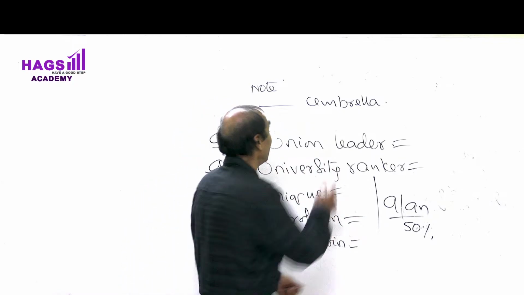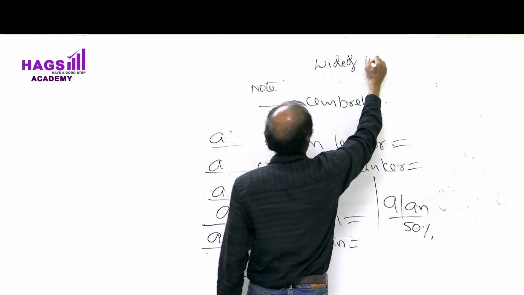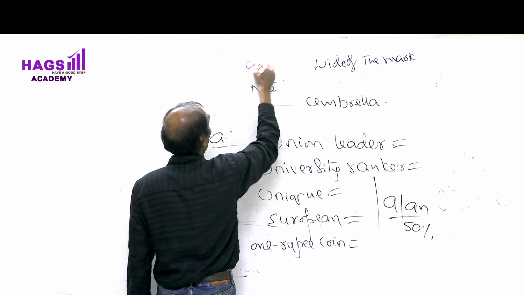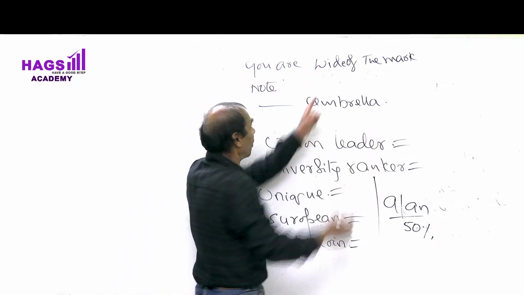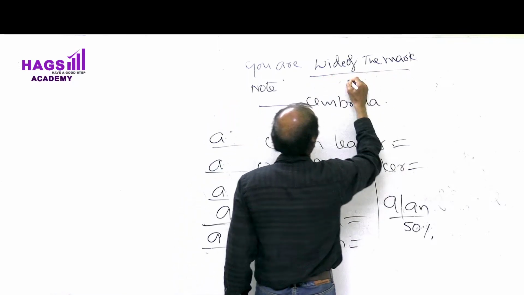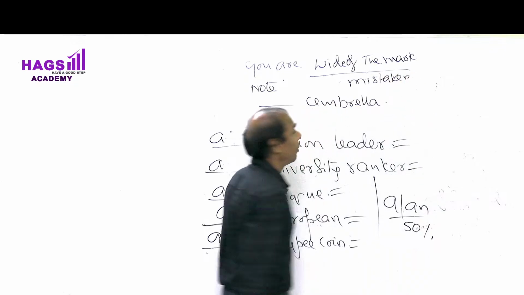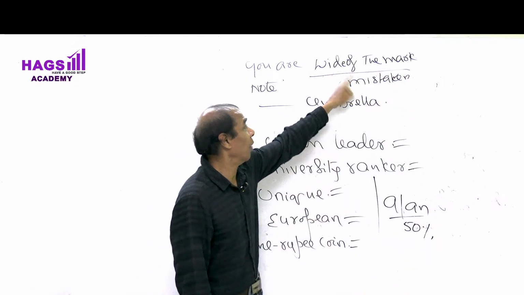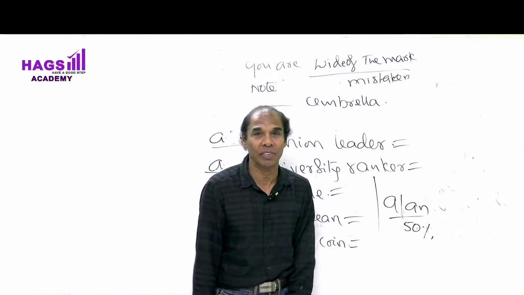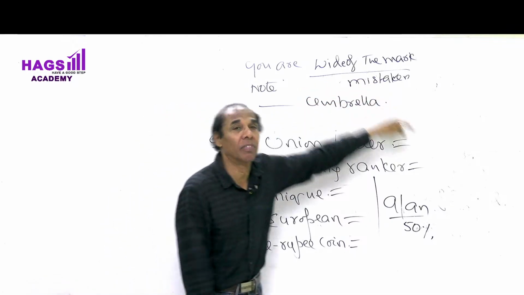Wide of the mark means mistaken. Wonderful idiom. You are wide of the mark means you are mistaken. What is the meaning? Wide of the mark means mistaken. Okay, wonderful English. This is an idiomatic expression. This is simple English. You are wide of the mark means you are mistaken.